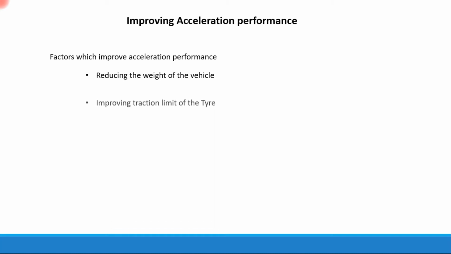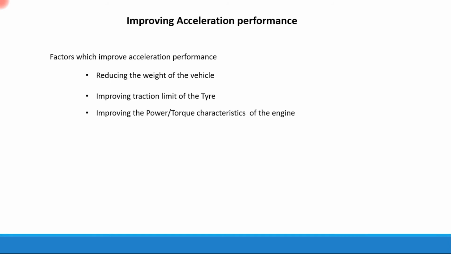The next is improving the traction limit of the tire. As we have already seen in the earlier lectures, the traction limit is affected by the properties of the tire, like the tread, like the air pressure, or many other factors which can improve the adhesion caused between the tire and the road interface. So by improving the coefficient of friction and the adhesion, that will improve the traction limit and hence give us better acceleration performance from the start.